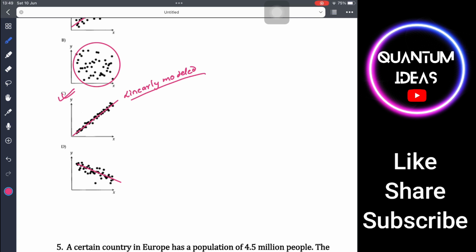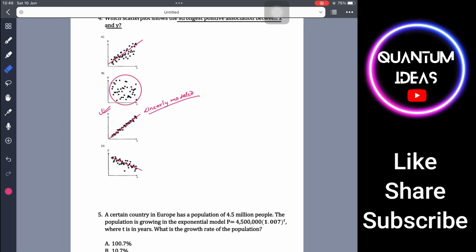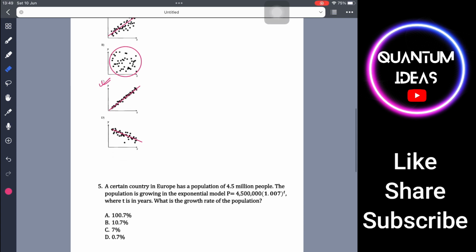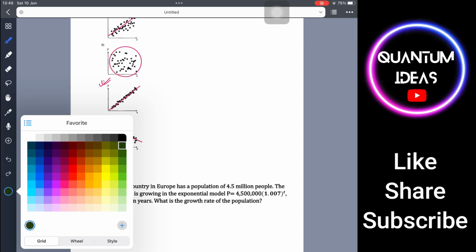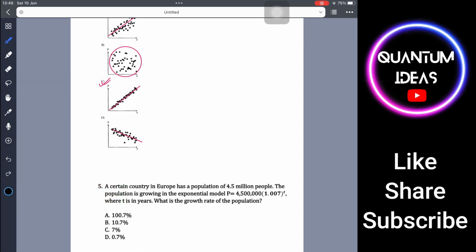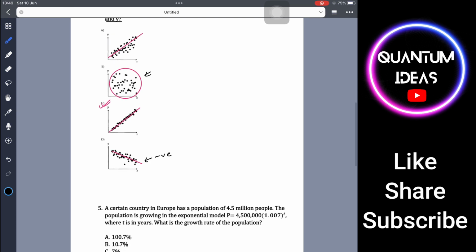Okay, so you can see here they are linearly modeled. That means they have the strongest positive association. And if you see here, there is also a positive association, though not strong. But this one is negative, because the slope of the line is going down. And there is actually no association, because we cannot make any relation line there. Okay, so let's go to the next question.